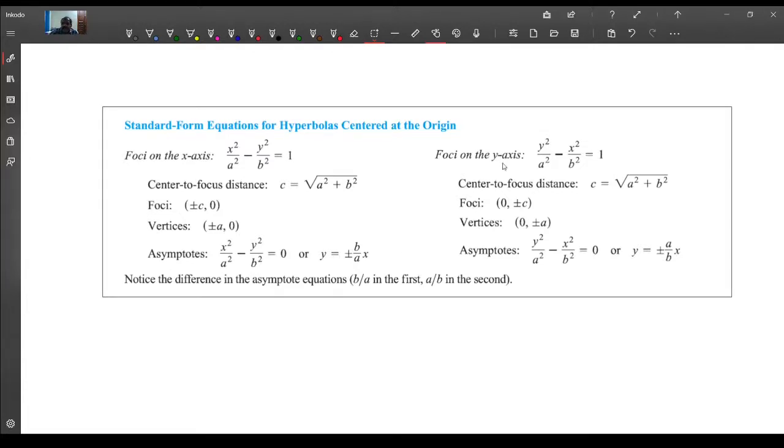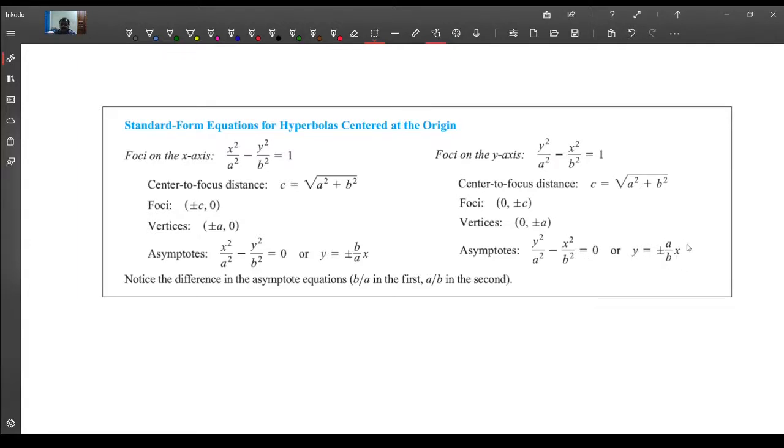And if the focal axis is the y-axis, then the standard equation of the hyperbola is y square by a square minus x square by b square equal to 1. Center to focus distance is c equal to root of a square plus b square. And foci are 0, plus or minus c. Vertices are 0, plus or minus a. Asymptotes are y square by a square minus x square by b square equal to 0, so y is equal to plus or minus a by b into x.